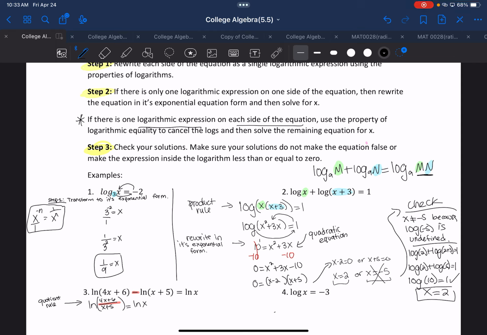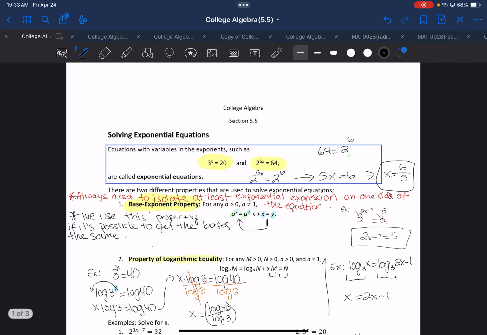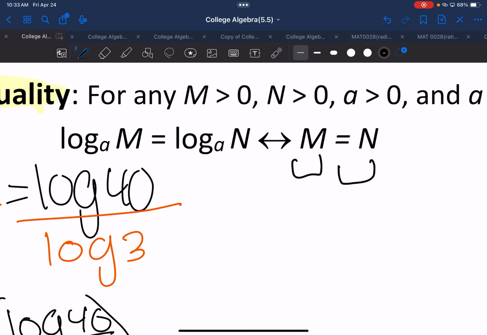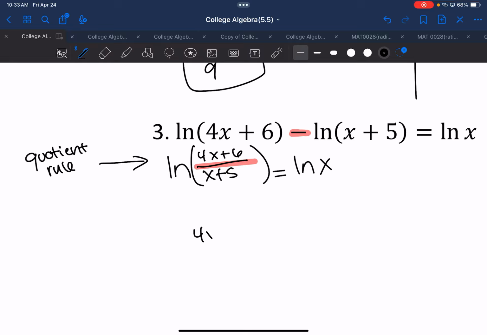Okay, so that's that property we learned right here. If I have 2 logs equal to each other, I can cancel the logs as if they have the same base and set what's inside of them equal to each other. So I can do that here. These ln's will cancel, and that will leave me with 4x plus 6 over x plus 5 is equal to x.